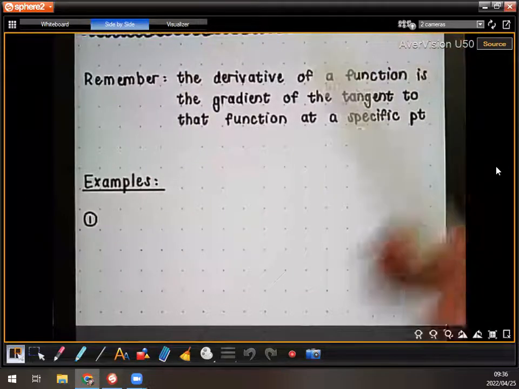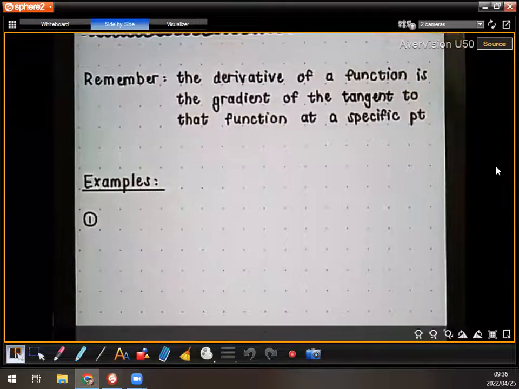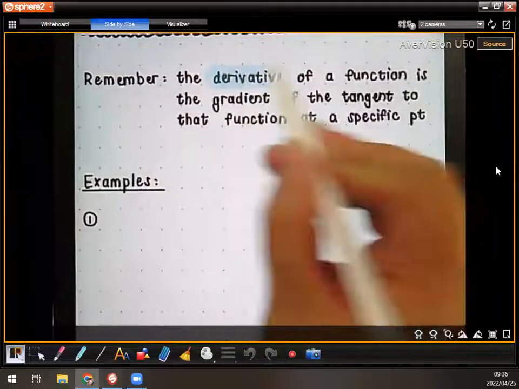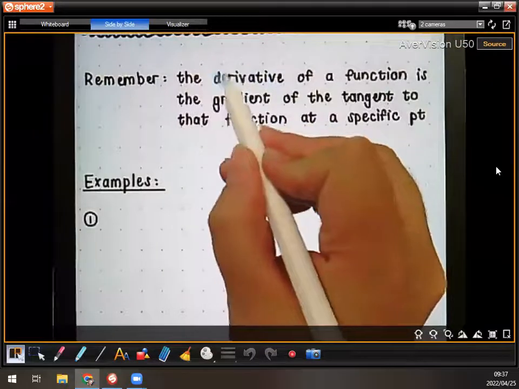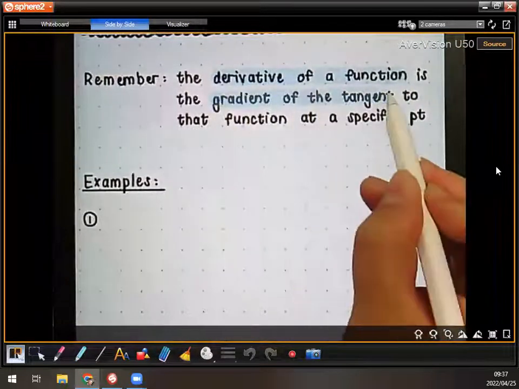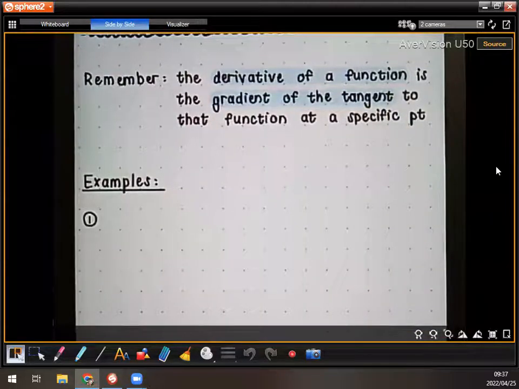So guys, basically what I'm saying here in this remember bit is that when we need to find the gradient of the tangent, we're going to have to find the derivative of the function. We are going to do it now in the examples, but you can maybe just highlight derivative of the function and gradient of the tangent. That is what we're going to do every single time.